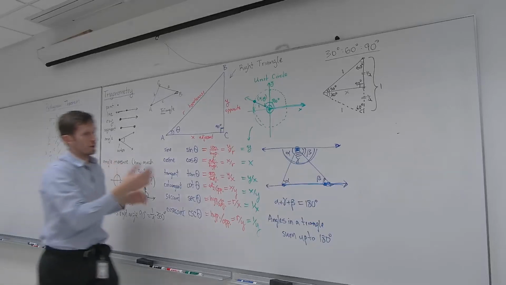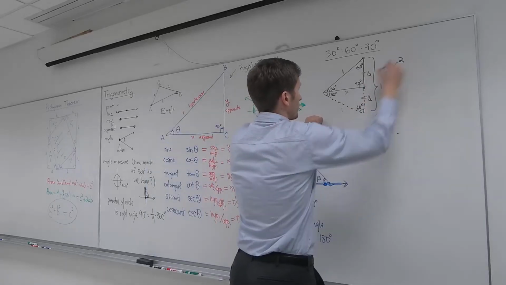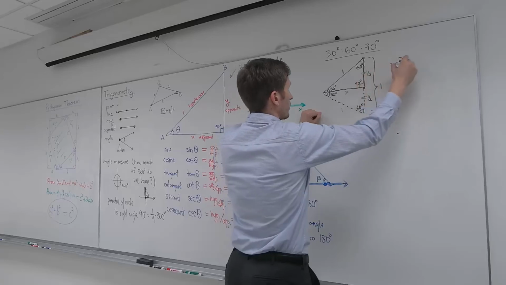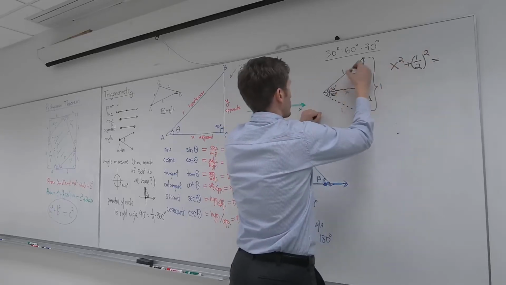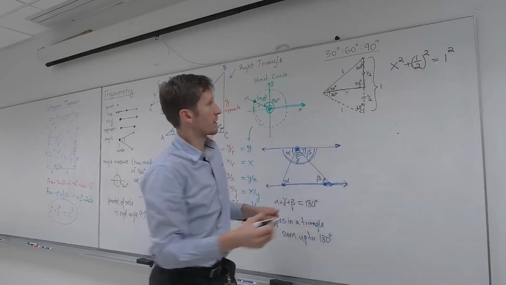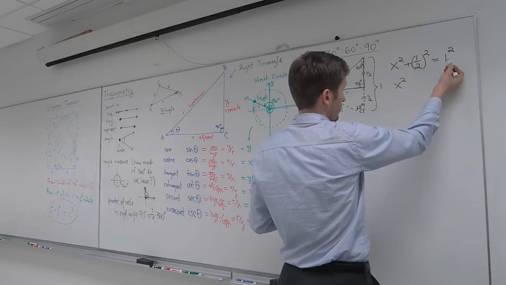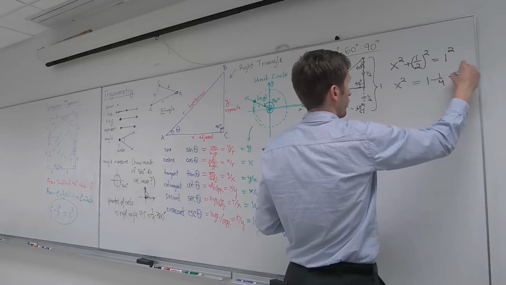So coming here, we have x squared, right? This one, plus the 1/2 squared is equal to what? Hypotenuse squared, which is just a 1 here. Okay? All right, and then what do we do? Well, we say x squared plus 1/2 squared, which is 1/4, equals 1. So this is equal to what? 1 minus a fourth equals 3/4, right?